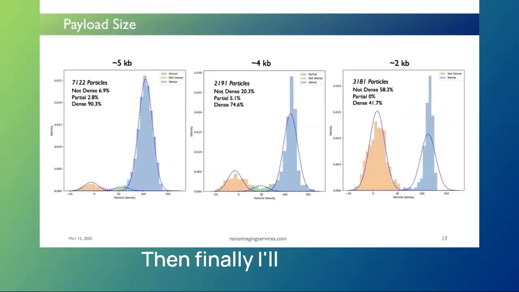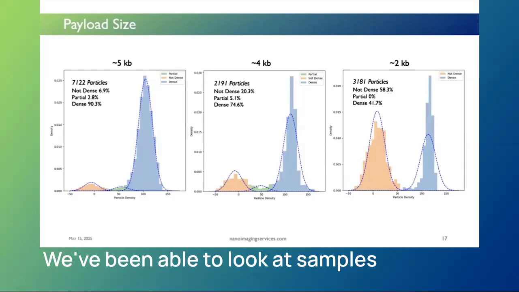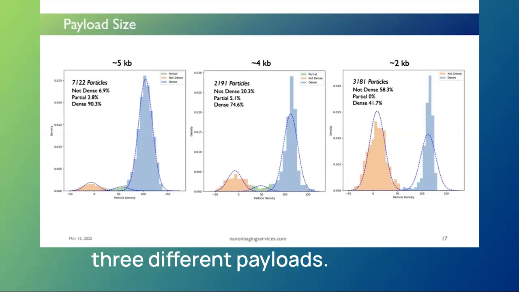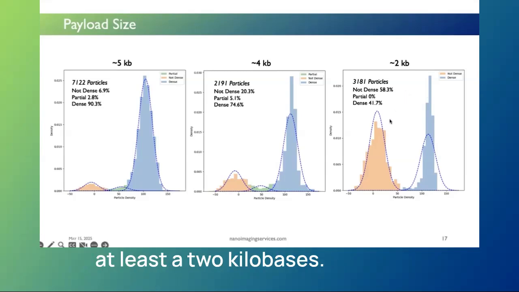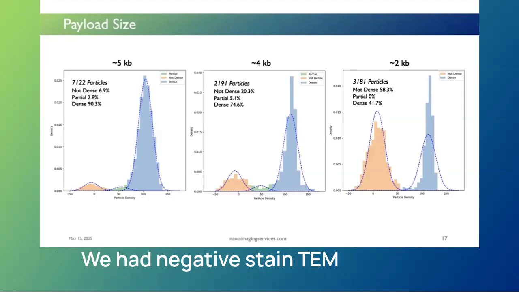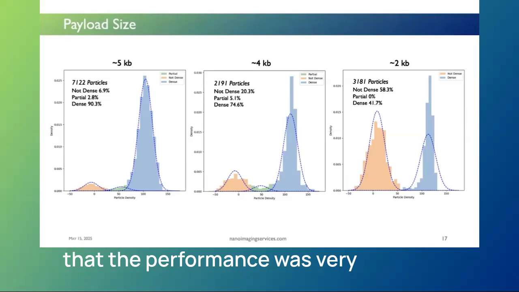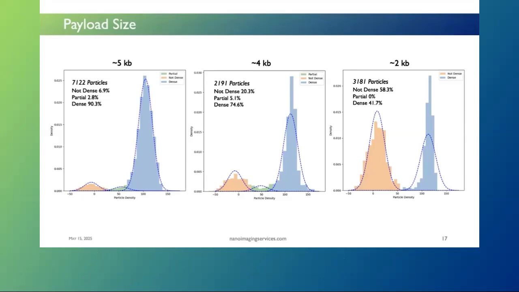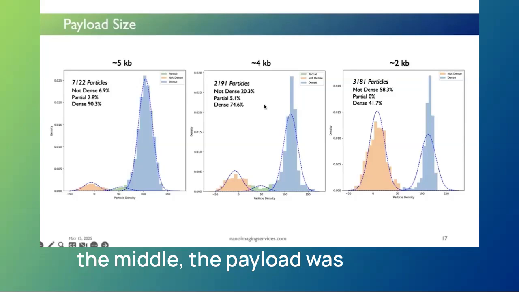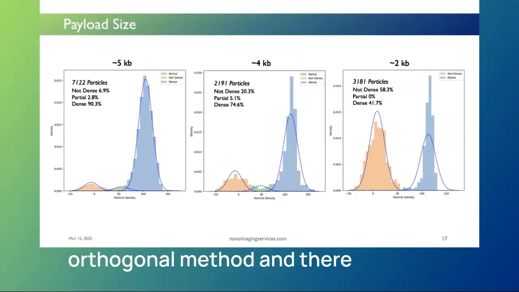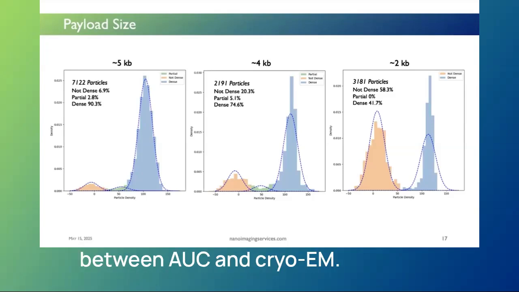And then finally, I'll discuss payload size. We've been able to look at samples with various payload sizes. Here you see the performance of the method with 3 different payloads. The separation between the dense and the not dense peaks is retained down to at least 2 kilobases. On the left, 5 kilobase sample, we had negative stain TEM as an orthogonal technique here, and I showed you before that the performance was very close to the expected values. For the sample that you see in the middle, the payload was approximately 4 kilobases, and we had AUC data as the orthogonal method, and there was very nice correlation between AUC and Cryo-TEM.